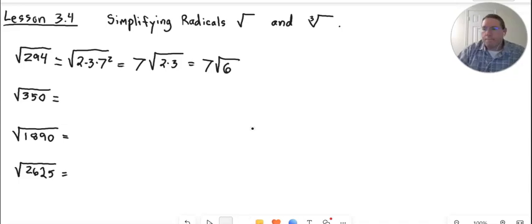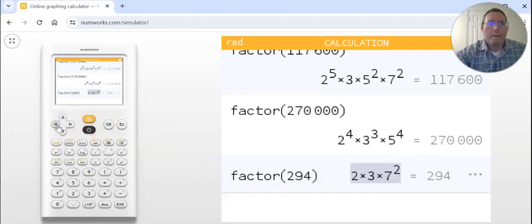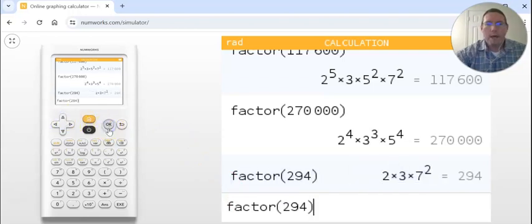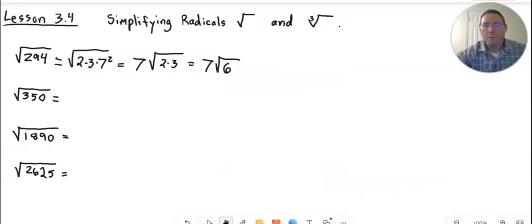Okay, let's do this square root of 350. Once again, we're going to go into NumWorks and get the factorization of 350. We're going to arrow up, arrow over, press OK. Then we're going to change this 294. We hit the backspace button, put in 350, and hit execute. And our factorization is 2 times 5 squared times 7.